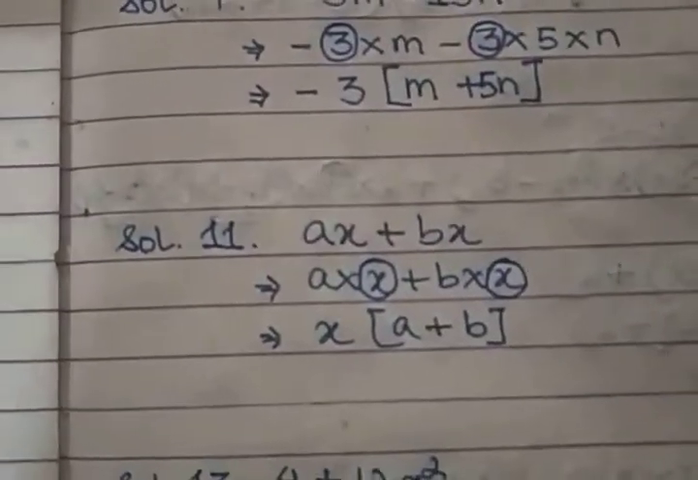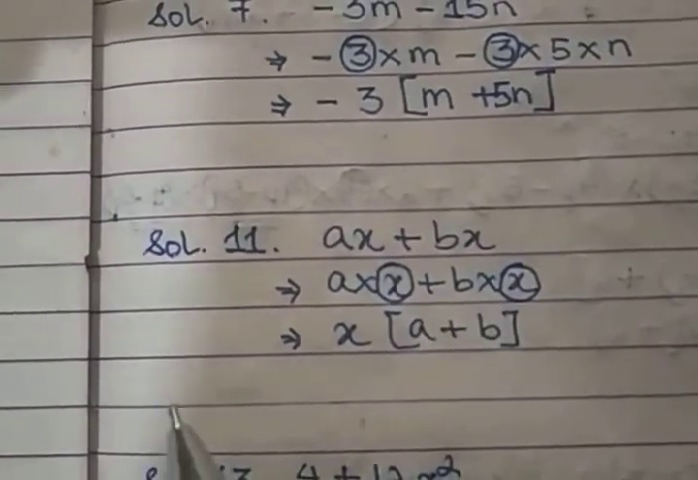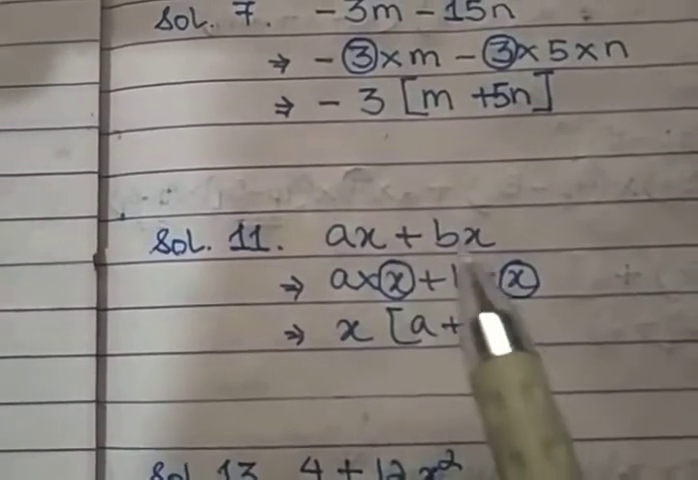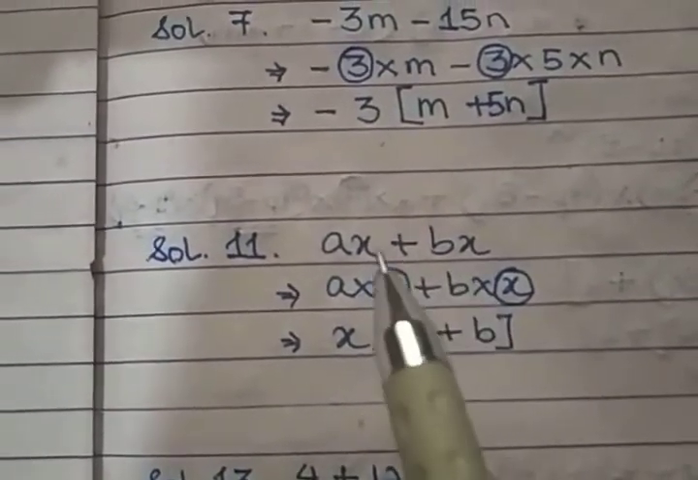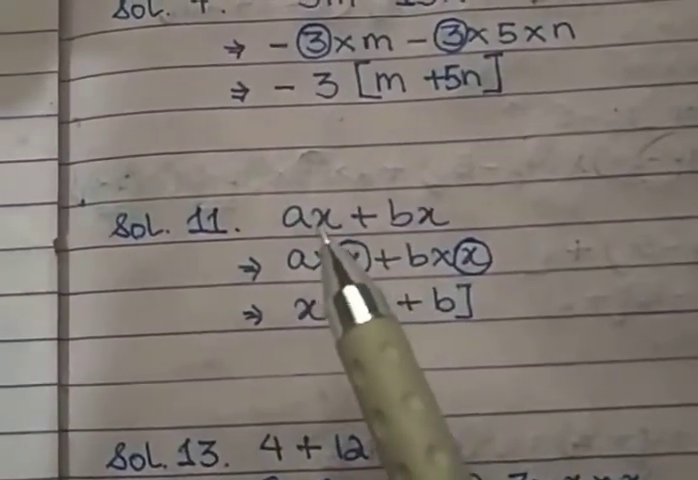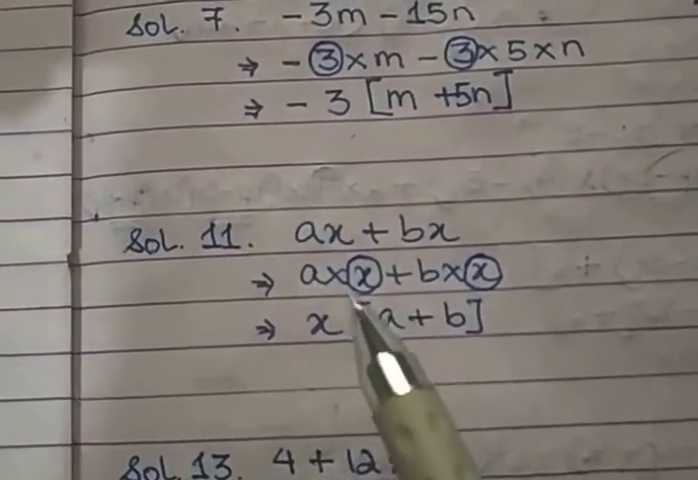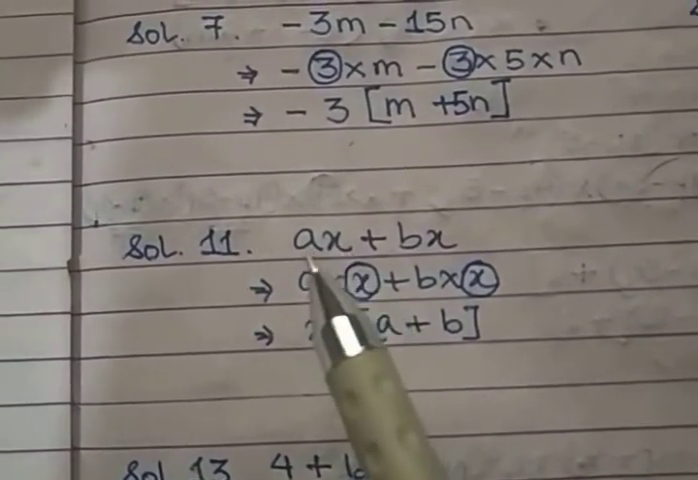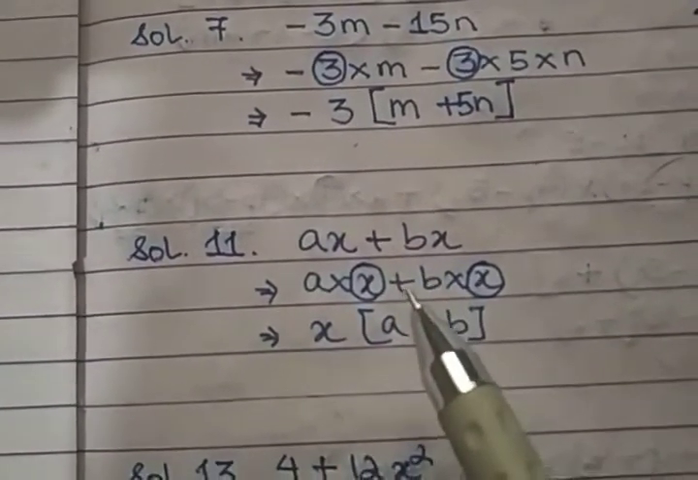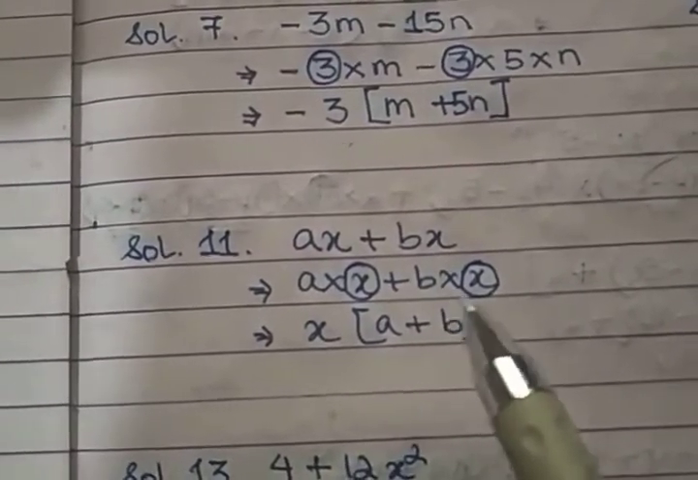For question number 11, see here, what do we have? We got variables, isn't it? Again we got a binomial, but this time it is just in terms of variables. See, ax plus bx, isn't it? For the first term of the binomial, I have expressed it in terms of its factors as a into x. I know the relation between two variables is also multiplication, so that's why I have written a into x. See, the plus sign remained as it is. Bx, I have expressed in terms of its factors, b into x.